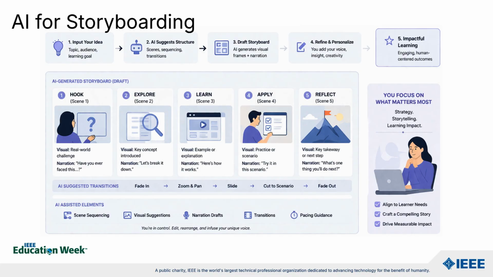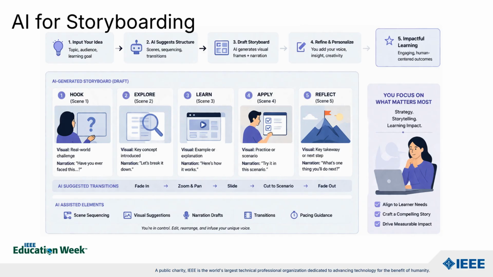The process begins with your input, defining the topic, audience, and learning objectives. From there, AI proposes a storyboard framework organizing content into meaningful scenes and guiding the narrative flow. Next, a draft storyboard is created, complete with suggested visuals, narration, and transitions between scenes. But this is where human expertise becomes essential.